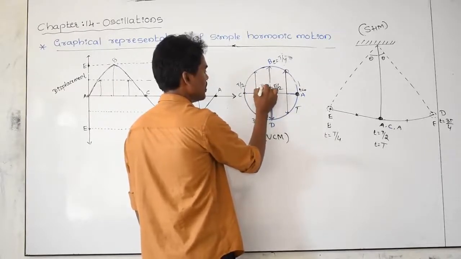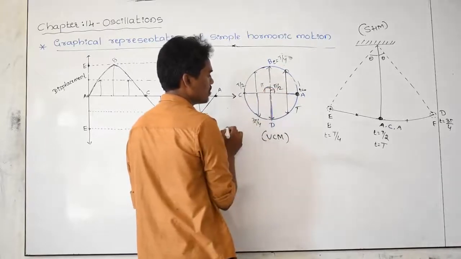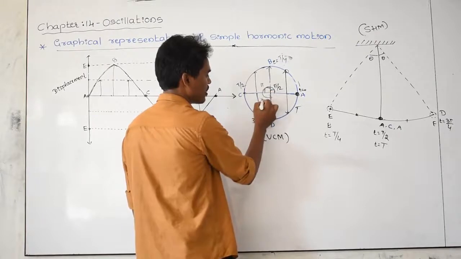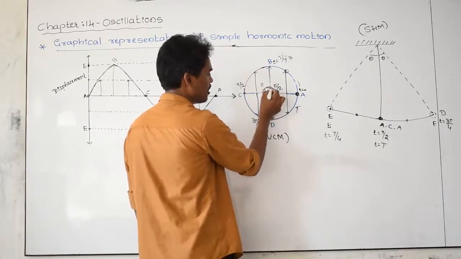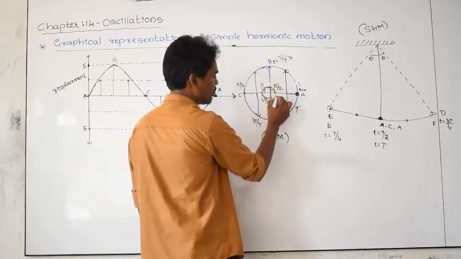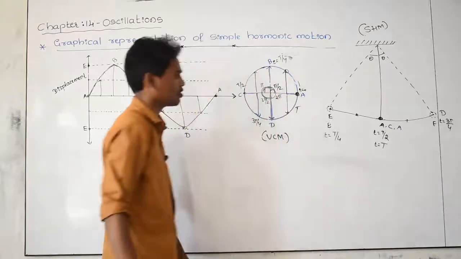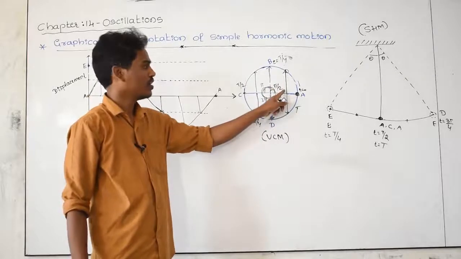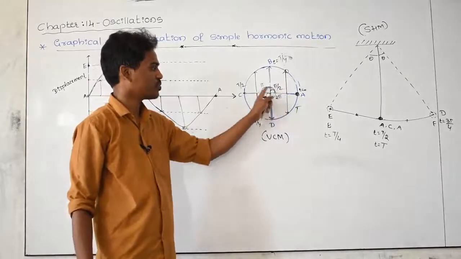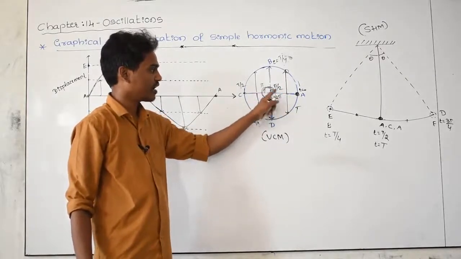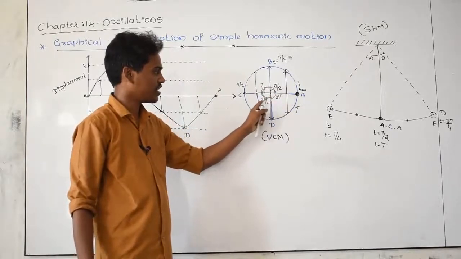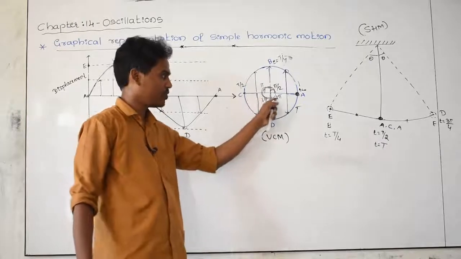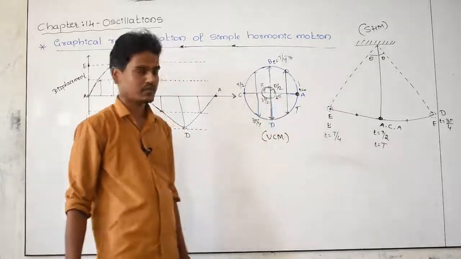Again this angle is pi by 2 plus pi by 2, that is 180. Again this is pi by 2, means 3 pi by 2. Again total one round, this is 2 pi. Angle between these two lines is pi by 2. Angle between this line and this line is pi, that is 180. Angle between this line and this line is 3 pi by 2, means 270. For one complete cycle, 360, that is 2 pi.